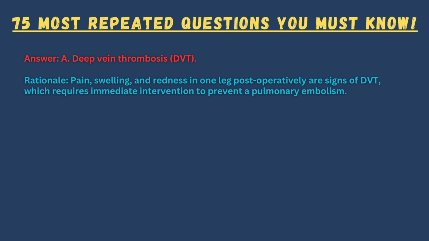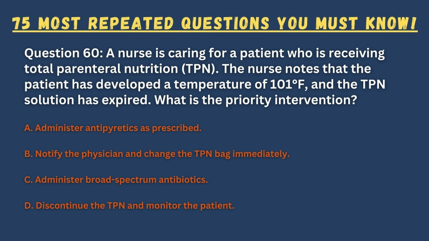Rationale: pain, swelling, and redness in one leg post-operatively are signs of DVT, which requires immediate intervention to prevent a pulmonary embolism. Question 60. A nurse is caring for a patient who is receiving total parenteral nutrition, TPN. The nurse notes that the patient has developed a temperature of 101 degrees Fahrenheit, and the TPN solution has expired. What is the priority intervention?